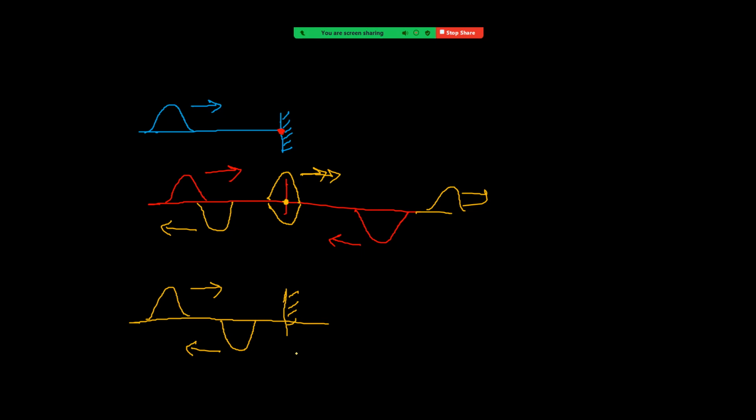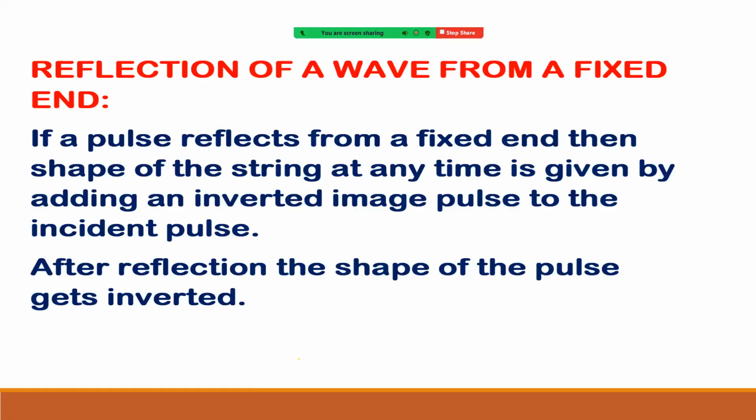That means there is a phase change of pi. The shape gets inverted. So whenever a pulse reflects from a fixed end, its shape gets inverted. So this is what we have to keep in mind. See here.